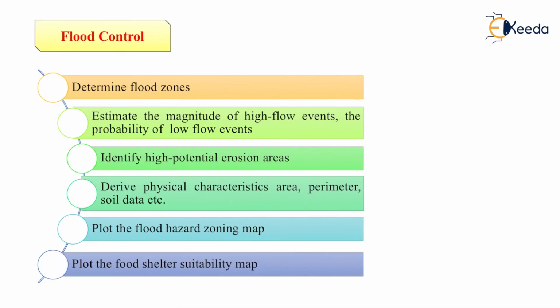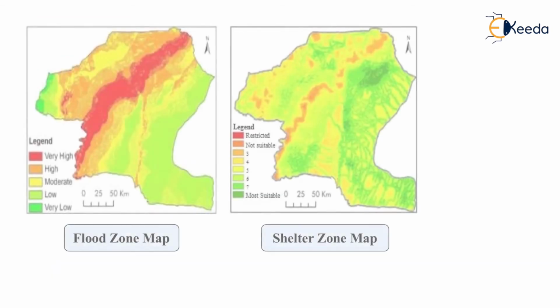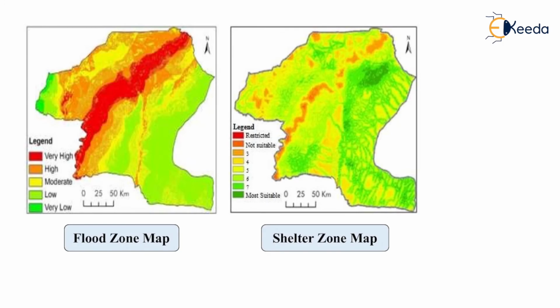So over here we have the example. The red zone is a very high level where the flood can happen. So we can move the people away from it. It is a shelter zone map in which the greener areas are more suitable, most green is most suitable, and the orange layer we can see is not suitable. So in a flood region we cannot provide the shelter, so we will provide shelter away from these regions or in high areas. So likewise we can make maps of this also.